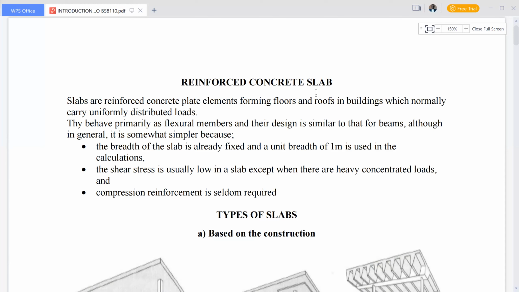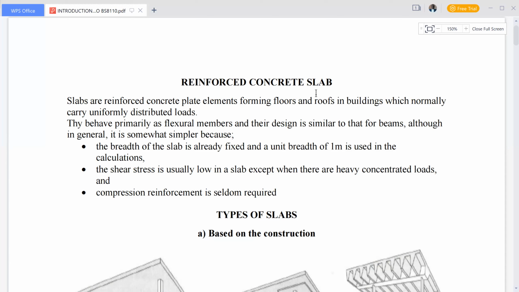I'm David. Today, I'll be taking you through reinforced concrete design using BS8110 code. And our first lecture will be on reinforced concrete slab. Now, what is a reinforced concrete slab?